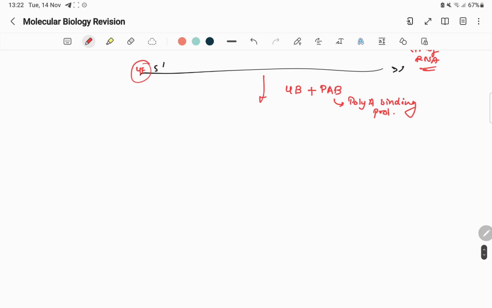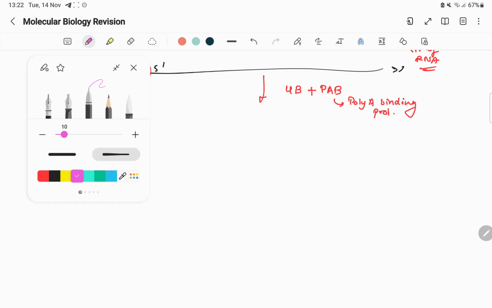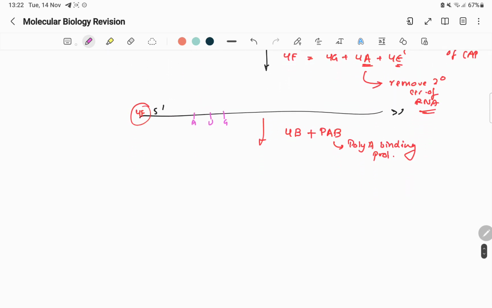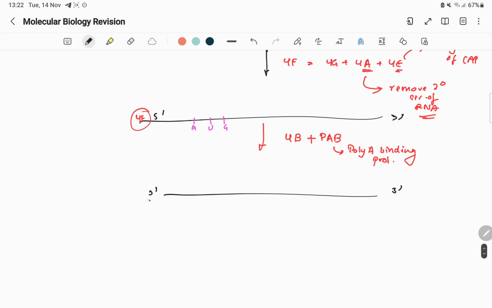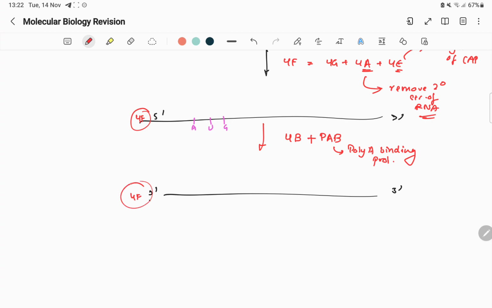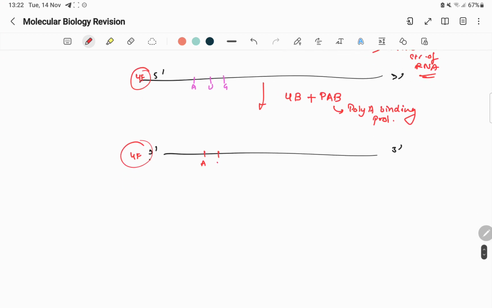Okay, and the 4B will bind to the AUG region. This is the AUG. Okay, this will bind to the AUG region. So it will look something like this, 5'. This is a 3'. This is the 4F binding over here, the 4F factor binding over here, and this is the AUG region over which the PAB is binding.